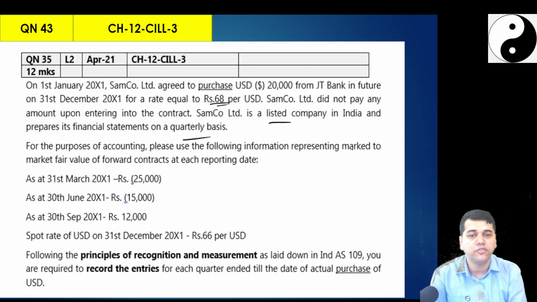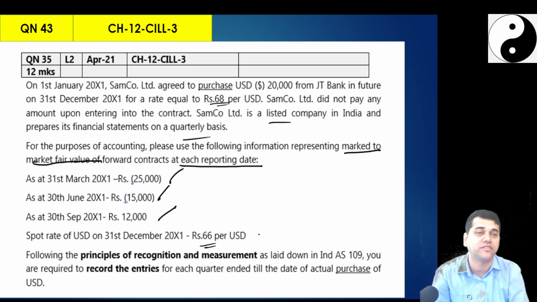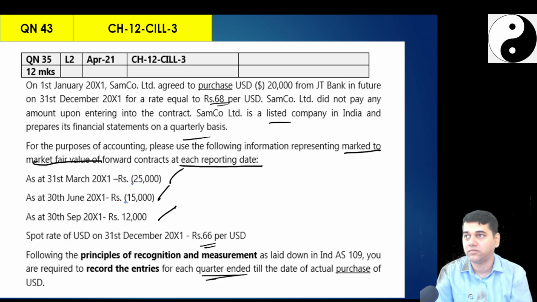For the purpose of accounting, please use the following information representing the marked to market fair value of the forward contract at each of the reporting dates. This time they didn't give you any rates. They told you your position is 25,000 rupees. As on 31st March, your position is 15,000 rupees. As on 30th September, it is 12,000 rupees and the last spot is 66,000. Now, following the principles of recognition and measurement as laid down in Ind AS 109, you are required to record the entries for each quarter till the date of purchase. So, you have to pass the entries now.